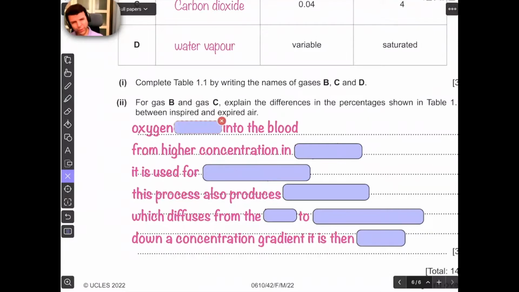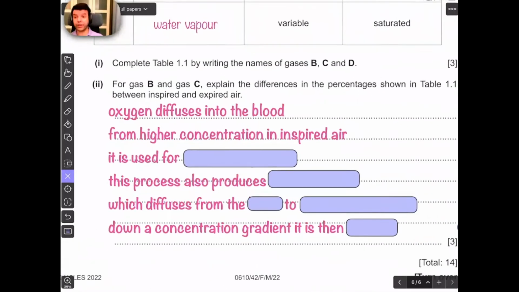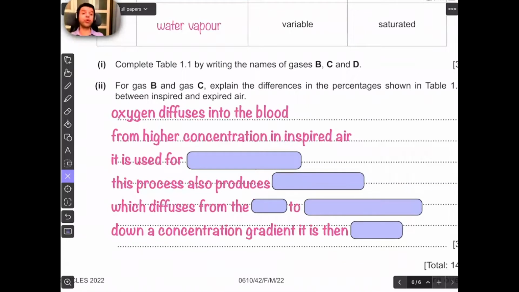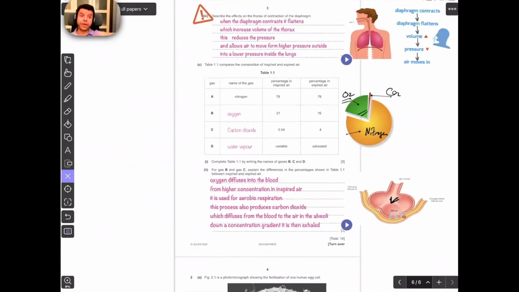So oxygen, what does it do? How does it get into your blood? Oxygen diffuses into the blood from high concentration. Where is the high concentration? The high concentration is here, the air in the alveoli. And then it is used for what? It's going to be used for aerobic respiration, okay? The reactant is oxygen, the product is carbon dioxide, which diffuses in the opposite way. Carbon dioxide is going to diffuse now from blood back to the air. And that air is the one that you will exhale, the one that you will breathe out, okay? All right, is there any question about this page?